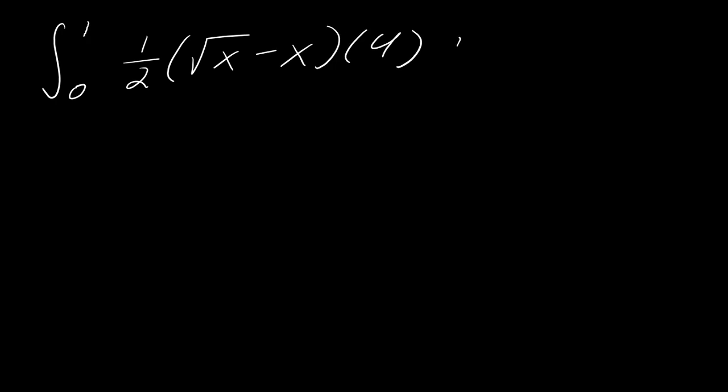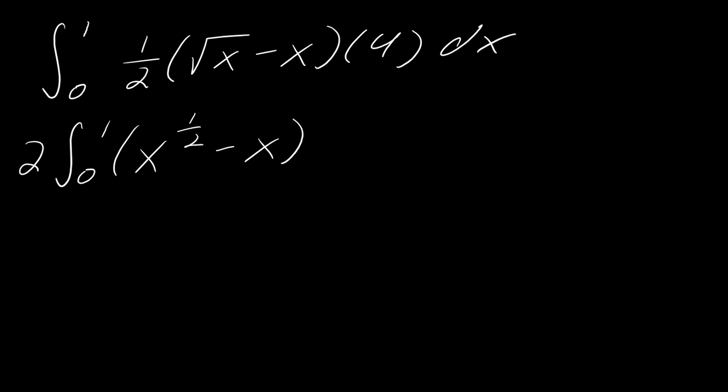All right, so I'm going from 0 to 1. Here's my area formula. So it was square root of x minus x times 4 and then dx. Now, you always want to clean up the algebra here. So 4 times 1/2 means that's going to be 2, so I can just bring the 2 out in front. And then I like to rewrite my roots with rational exponents. And so from here, this is just a matter of integrating.